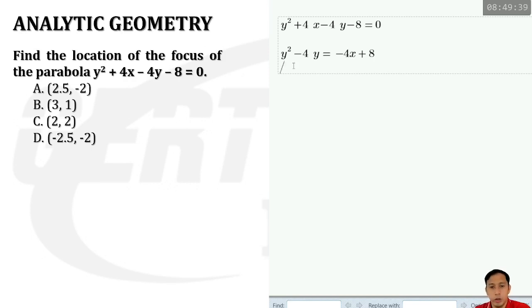Okay. So, let's complete the square. To make it a complete square, dapat this is equal to plus 4 na siya dapat, so that we could make it written as y minus 2 squared. Okay? Y minus 2 squared.